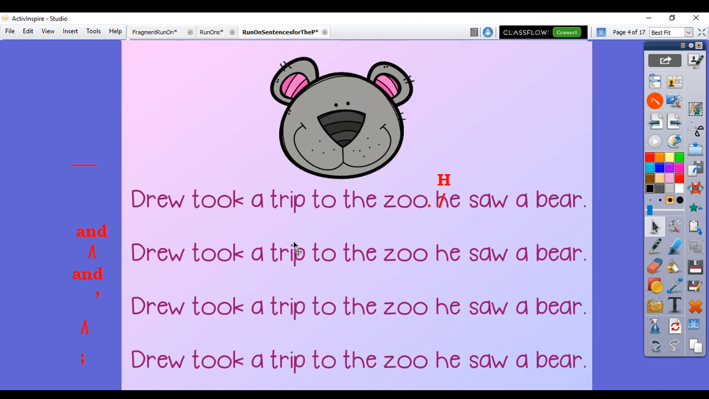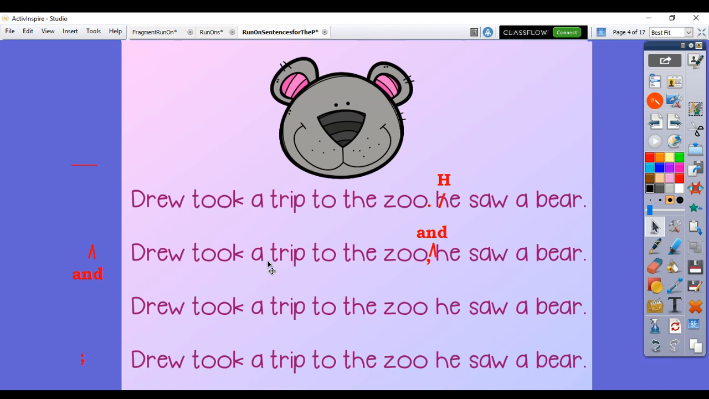Second way is to make a more sophisticated compound sentence. Drew took a trip to the zoo and he saw a bear. To make it a correct compound sentence, we need a comma after the first sentence. And then this little symbol here is called a caret. We put this when we need to insert a word that doesn't fit in that space. So I'm going to put a caret there, which means put and in that space if you were to rewrite the sentence. Very good. So we have a compound sentence, so that is correct.